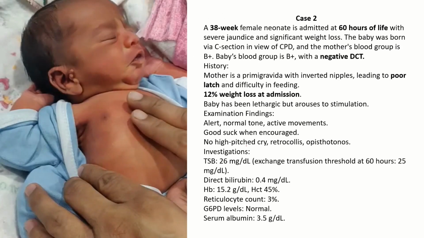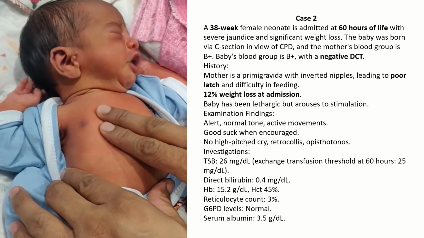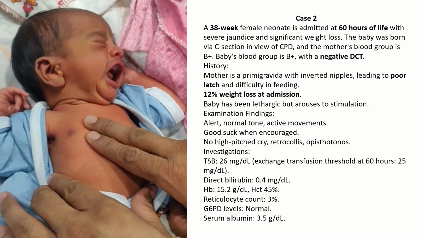The second case, this is a 38-weeker presenting at 60 hours of life with yellowish discoloration of skin and decreased urine output.